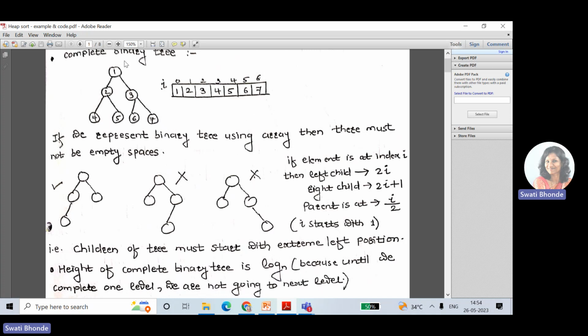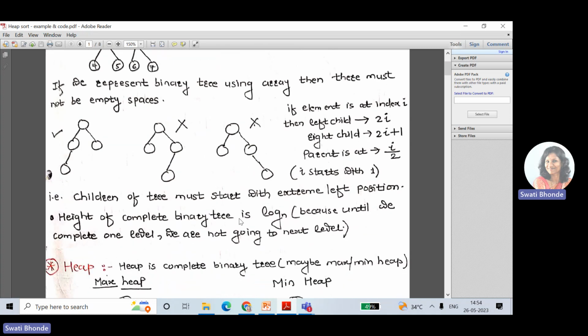So formulas are also needed because many times we have to find out the smallest one or the largest one than the root. And in that case, we must know the position of left child and right child in the heap tree. So please remember that if the parent is situated at index I, then its left child will be at position 2 into I plus 1 and the right child will be at position 2 into I plus 2.